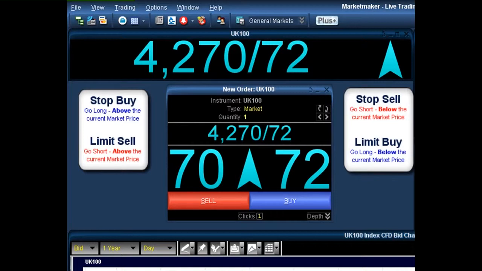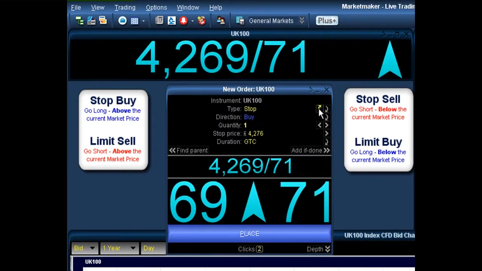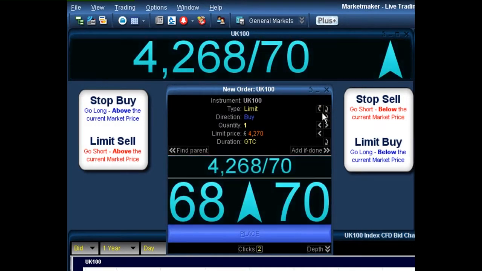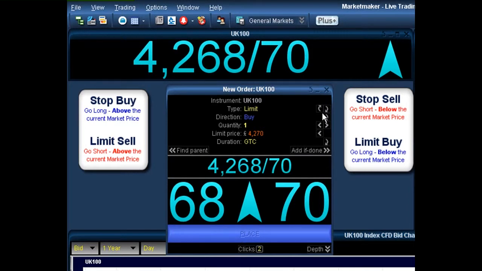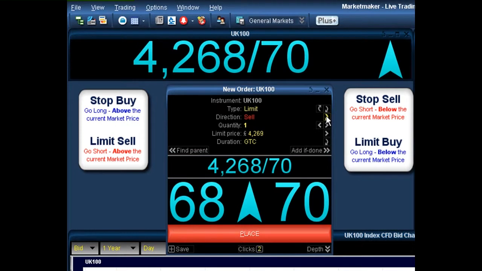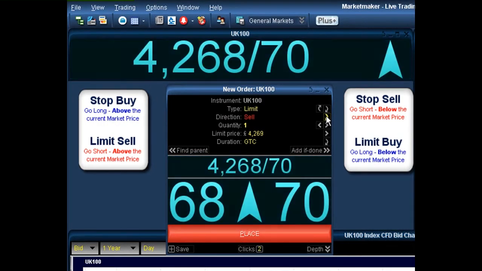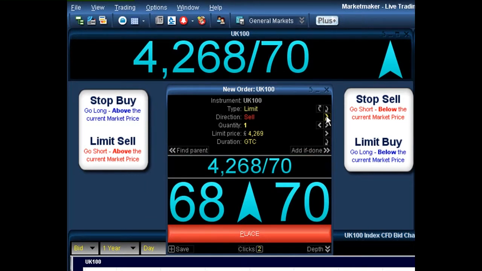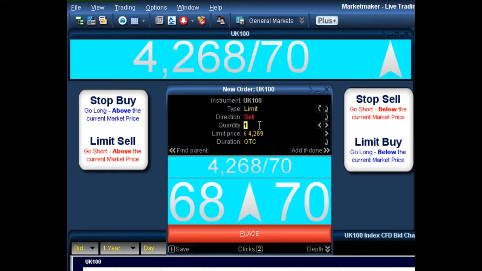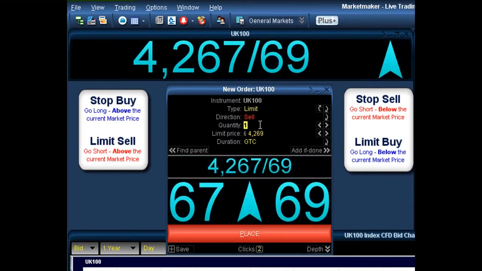Now if we're going to go short at that 4,335 level, we need to use what we call a limit sell order. So we change the type to limit, and the direction that we need is a sell. Because what we're effectively doing is that if it reaches this price, we want to go short in the market. So we want to sell the instrument to make a profit in that falling market. So for our limit sell order, the quantity is just the number of CFD contracts that you want to place. We'll leave that at 1.